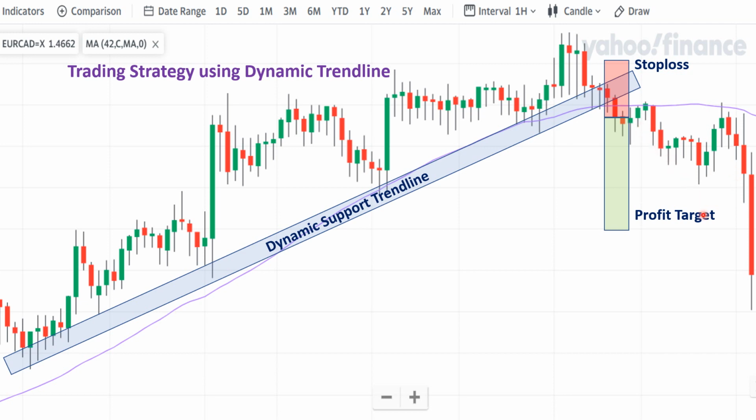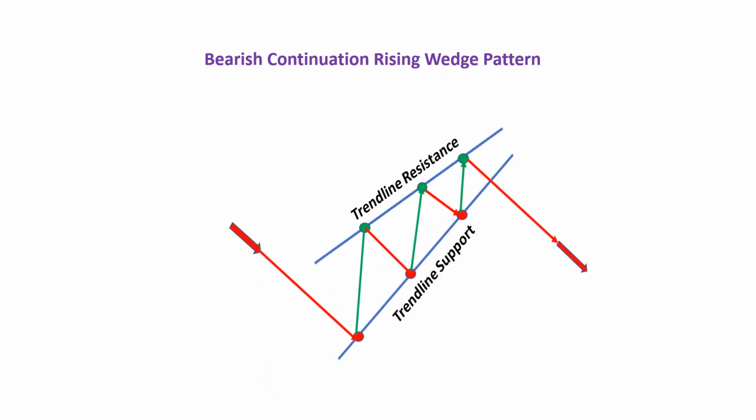This approach demonstrates the effectiveness of trading trend lines when executed properly. In this section, I'm going to talk about rising and falling wedge patterns. But first, the bearish continuation rising wedge pattern. Rising and falling wedges are two distinct chart patterns that traders often look for when analyzing price action. Here are some definitions. A bearish continuation rising wedge pattern typically forms within a downtrend. Here is how it appears.